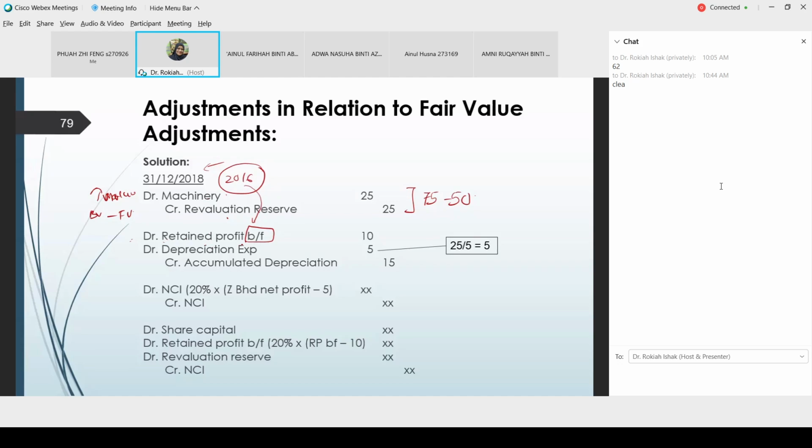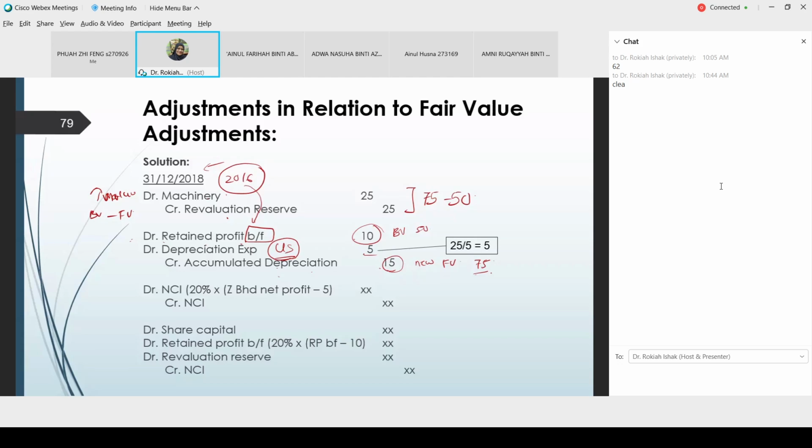So retained earnings brought forward here is 10, and then depreciation is 5, and then accumulated depreciation is 15. I'm going to explain to you. This accumulated depreciation here is based on the new fair value, which is based on 75. Suppose that you need to record based on 75. The retained profit here is based on the old book value, still using 50. And then the depreciation that you need to recognize here is the understated amount of depreciation of 5. So suppose that your amount of depreciation here will be 15.